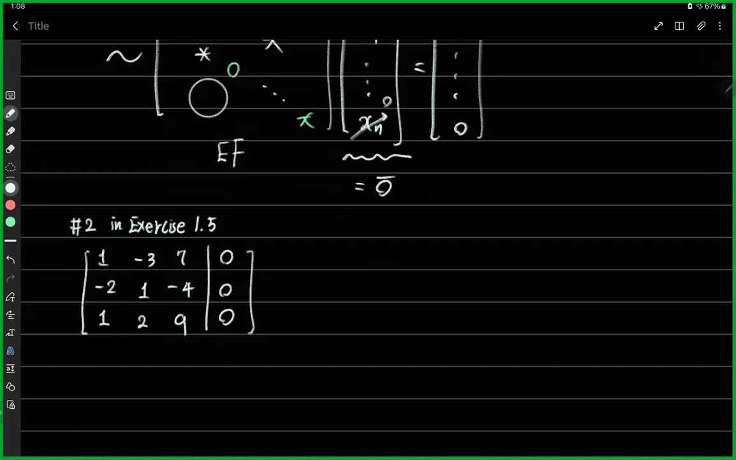And so we want to see if this system, definitely this system is homogeneous, right? Because look at this augmented matrix. So matrix B is a 0 vector. So by looking at the augmented matrix, it turns out that this is homogeneous, okay? So now we want to figure out if the homogeneous system has a non-trivial solution.